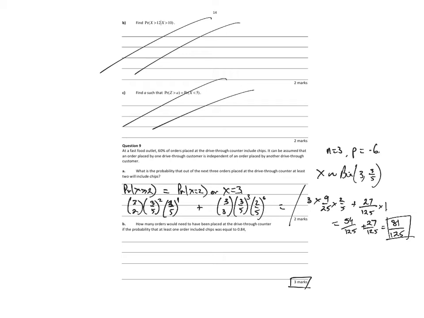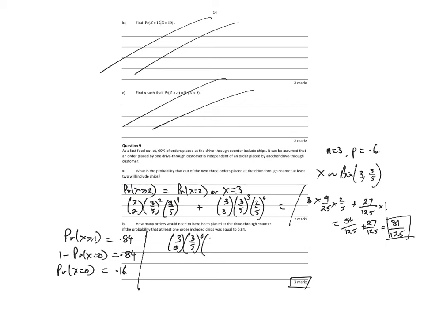That might fall out. So I need the probability that x is greater than or equal to 1 is equal to 0.84, which means 1 minus the probability that x is equal to 0 is equal to 0.84. So the probability that x is equal to 0 has to equal 0.16. What is the probability that x is equal to 0? Well, we have 3 choose 0, probability of success is 3/5, times 2/5 to the 3.